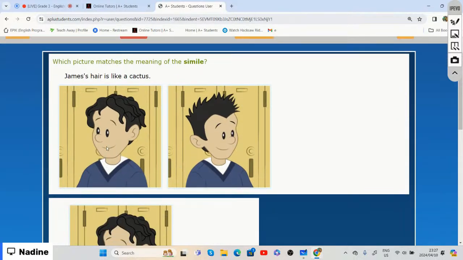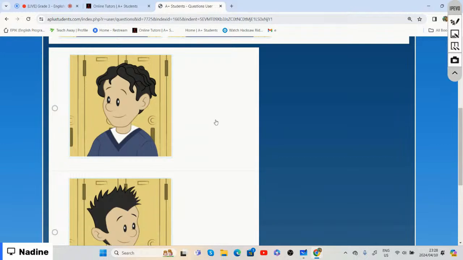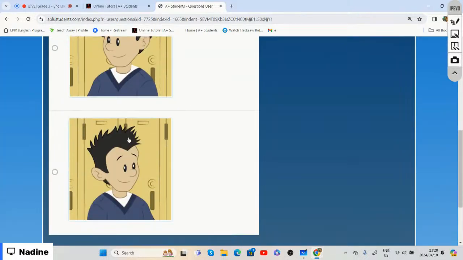And now we're saying that James's hair is like a cactus. So if we say that James's hair is like a cactus and we compare his hair to a cactus, is it the first option or the second option?